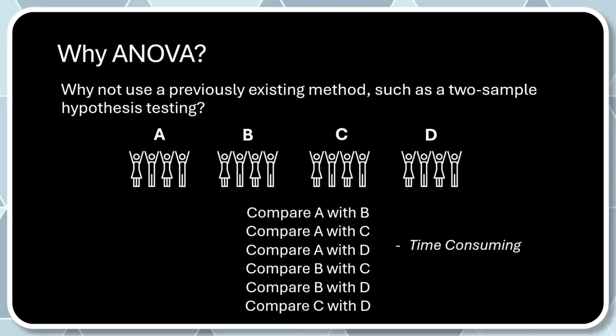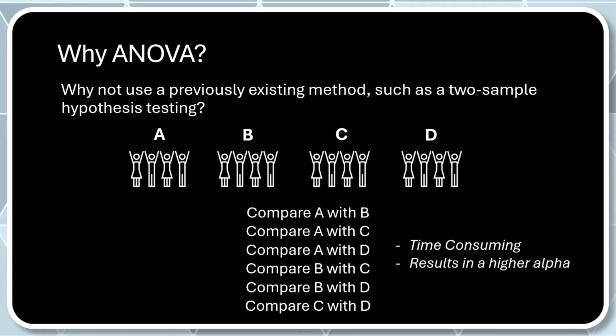Oh my goodness, that means that we would have to do 6 different hypothesis tests just to answer this one question. As you can see, that would be very time-consuming, and also it results in a higher alpha or significance level than might be desired. So, what is one-way ANOVA?